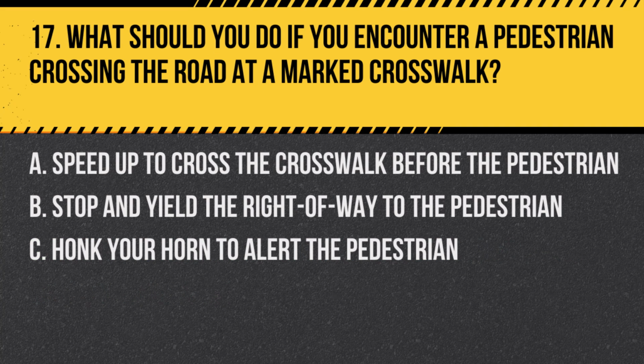Question 17. What should you do if you encounter a pedestrian crossing the road at a marked crosswalk? A. Speed up to cross the crosswalk before the pedestrian. B. Stop and yield the right-of-way to the pedestrian. C. Honk your horn to alert the pedestrian. Answer. B. Stop and yield the right-of-way to the pedestrian.